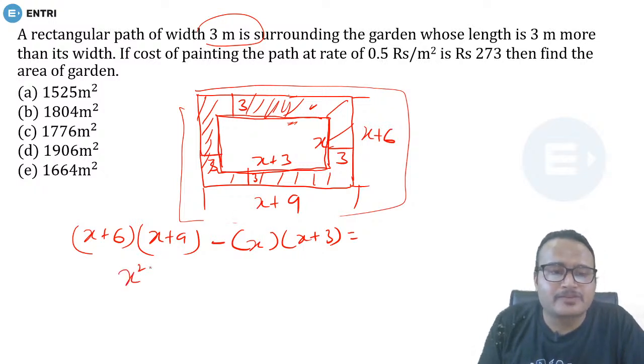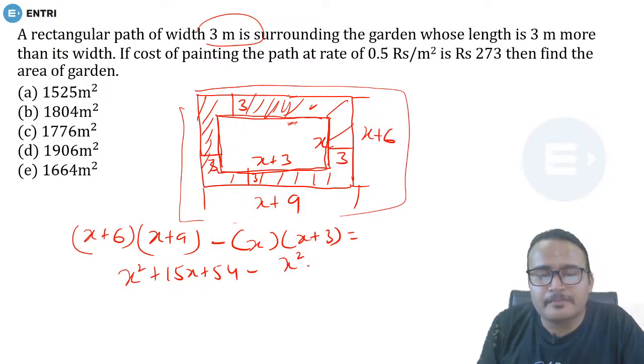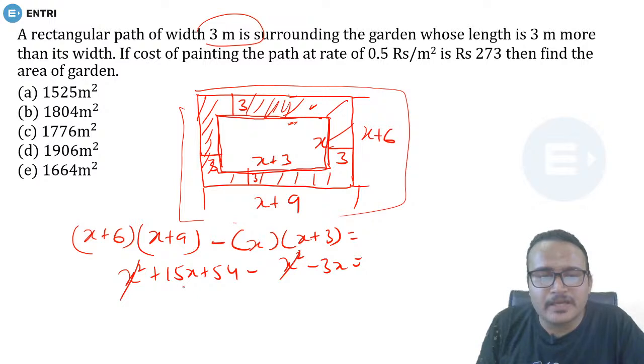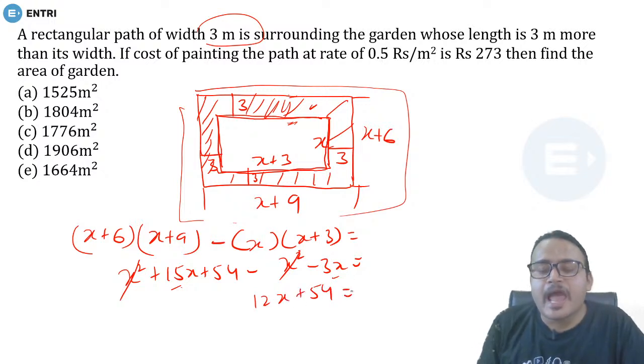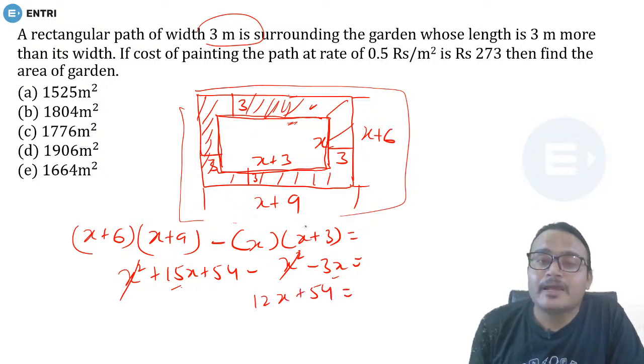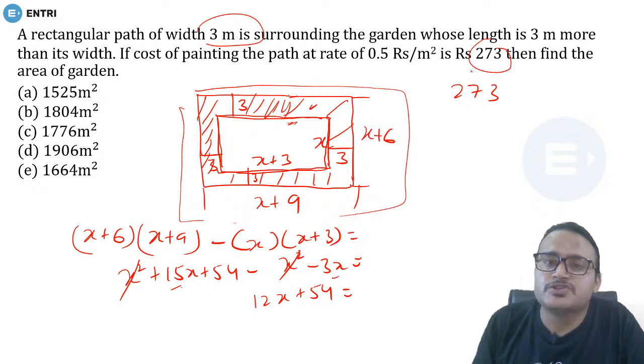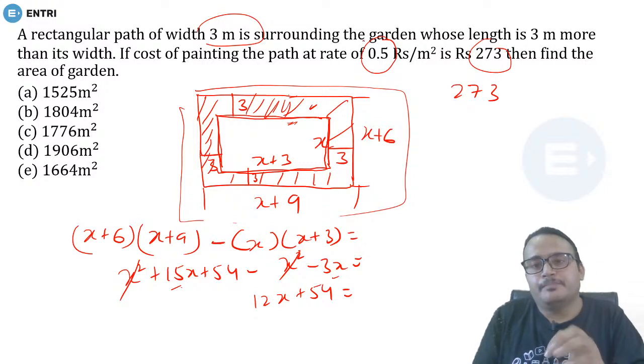So this will be x square plus 15x plus 54, minus x square minus 3x equals, let me tell you what will be there. The x square will cancel out, and this will be 15x minus 3x, which is 12x, plus 54. This is the area. The total amount is 273 rupees, painting at 0.5 per meter square.